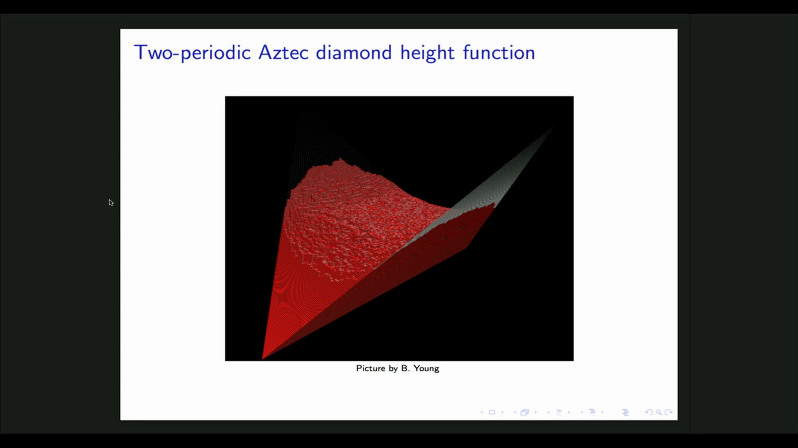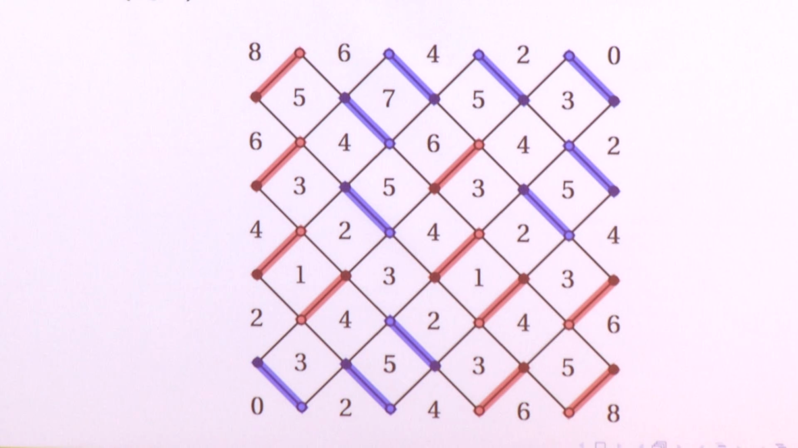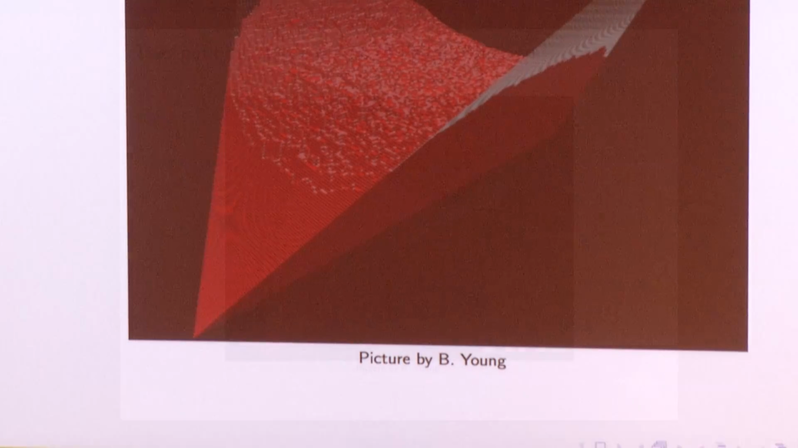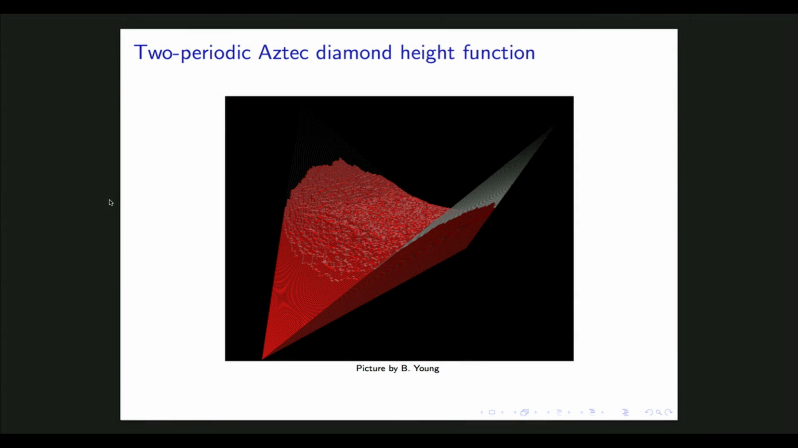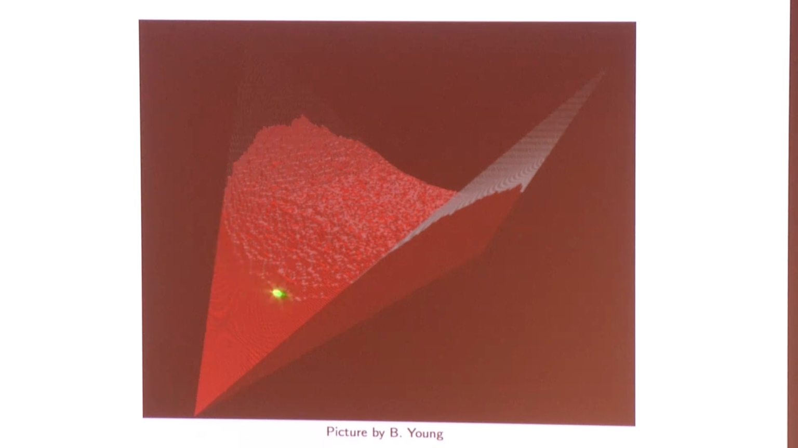Of course, the definition of the height has nothing to do with the weights. Given any dimer configuration, I have this discrete surface. If you do a simulation for this two-periodic tiling, here's a sample. You still have these flat pieces here, and you have this part which is curved. And here is this kind of edge we were discussing again. If you look, it looks flat here, but not completely flat.